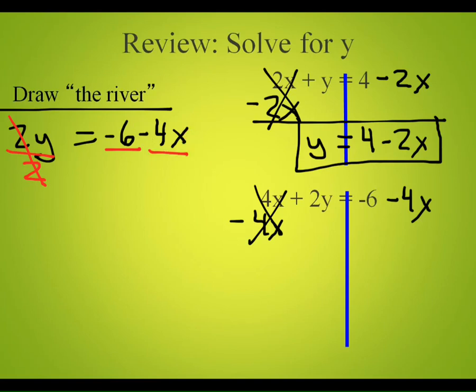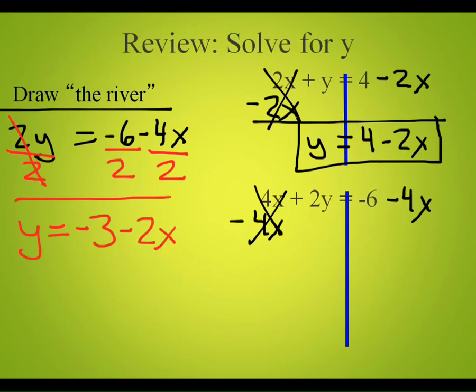So I can go ahead and make this problem shorter and divide both of those by 2. Let's do this one first. -6 divided by 2, -3. -4 divided by 2, -2. I still have the x. There is my equation solved for y.